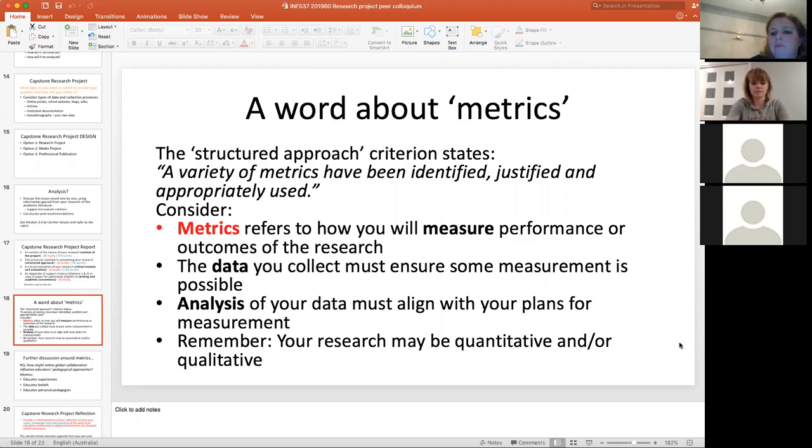Lorraine says appropriately used isn't relevant here. Appropriately? Yeah, it is. So identified, this is the metric I'm using. I'm going to examine educator experiences. I'm justifying this because the experience in the classroom is relevant to how they do online global collaboration, and the experience is appropriate. So it's appropriate because it is educator practices related to experience, something like that.